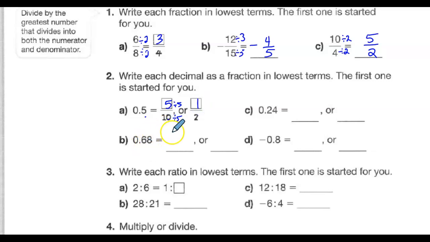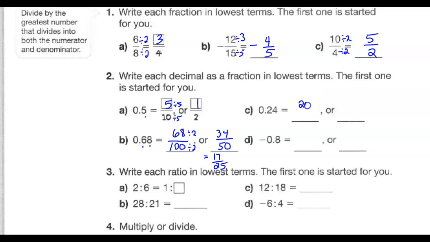B, 0.68. So that's 2 digits, 68. So there's 2 decimal places, which means it's over 100. 1 with 2 zeros. That has to match up. Then you want to reduce that. Well, for sure, 2 goes into both because they're even numbers. So I'm going to start with that. But then I notice, oh, 2 goes in again. So I could have done 4 right away, but I didn't notice it. So I'm doing it in 2 steps. So that's 17 over 25. Okay.